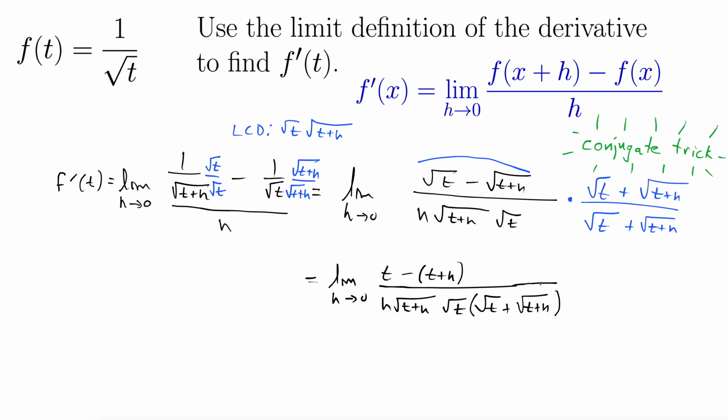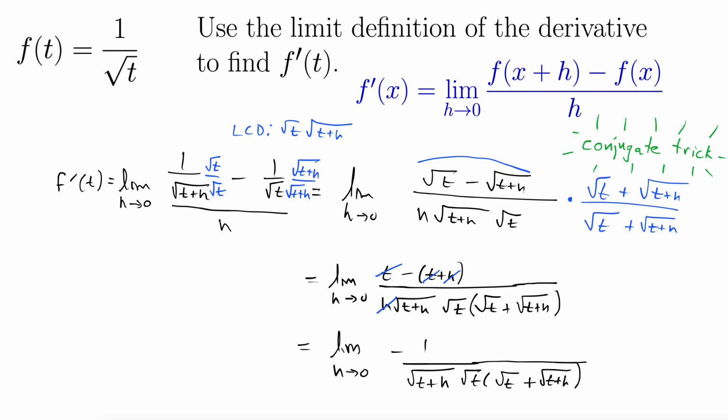So don't lose faith just yet. Look what happens in the numerator. The t's cancel, and we're left with negative h, but then this h will cancel with the h in the denominator. So what do we have? We now have just a single limit, the limit as h goes to 0 of negative 1 over, and then, yes, we have a bunch of stuff: square root of t plus h, square root of t times, again, parentheses t plus square root of t plus h. I don't even know if I said all that right, but you get the idea. But now we can evaluate this limit without getting a 0 in the denominator.